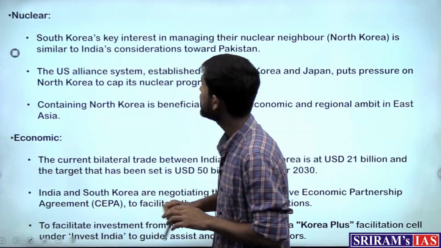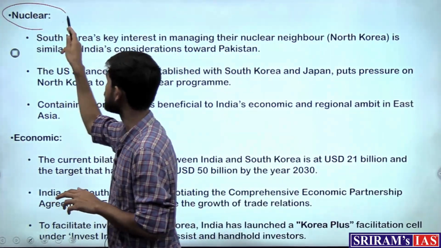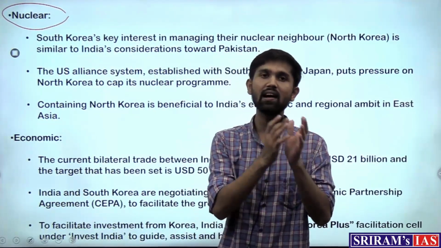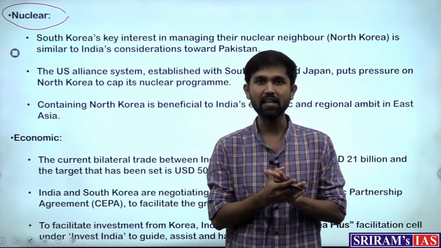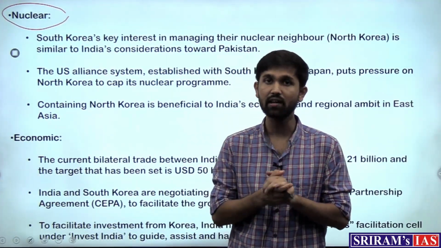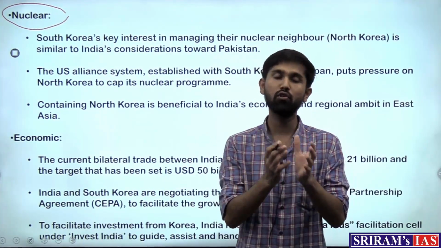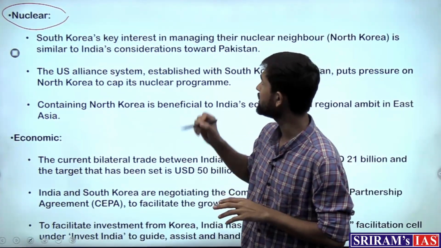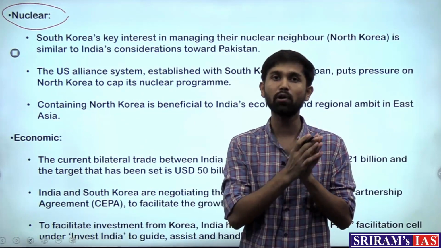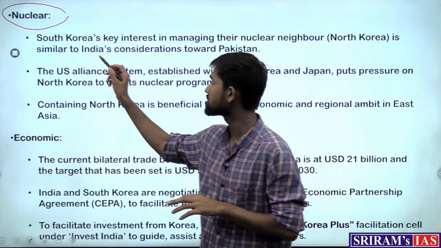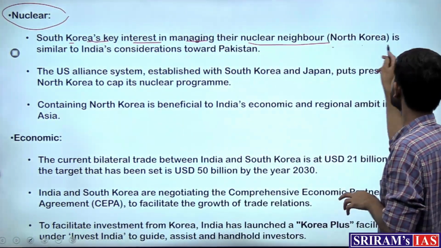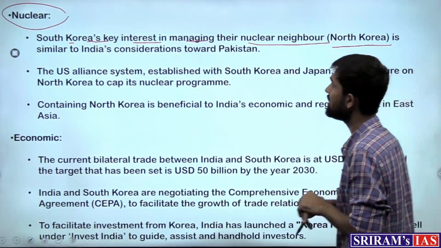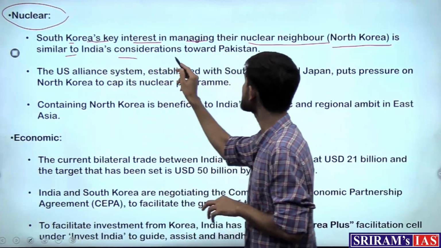Now, on the nuclear front as well, both these countries, India and South Korea, face a nuclear neighbor, in our case Pakistan, and in their case China. So cooperation for both these countries on the nuclear front is also of key importance, especially to South Korea. Its key interest is in managing their nuclear neighbors, that is North Korea and China as well, similar to India's considerations toward Pakistan.